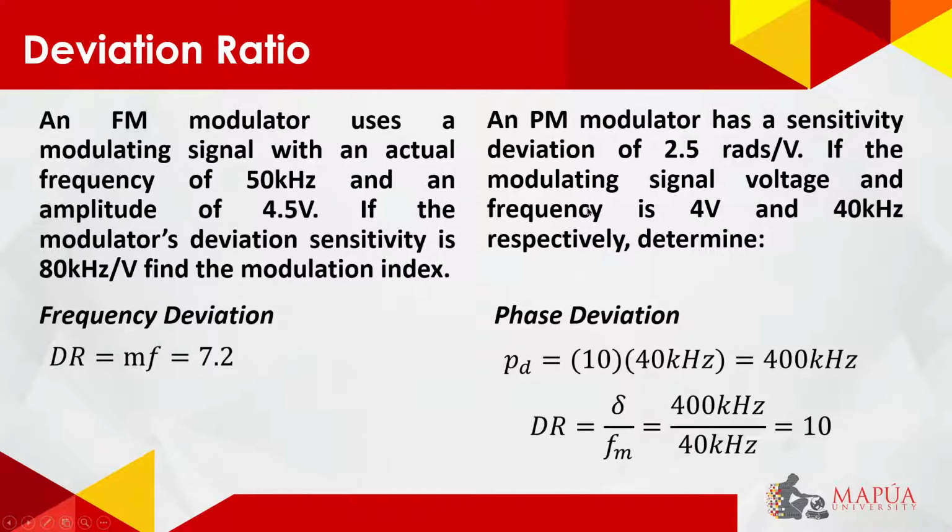Second, a PM modulator has a sensitivity deviation of 2.5 rads per volt. If the modulating signal voltage and frequency are 4 volts and 40 kilohertz respectively, determine the deviation ratio. With the 400 kilohertz that we have earlier, we divide this by the actual frequency of 40 kilohertz, which gives 10 for DR, the deviation ratio.